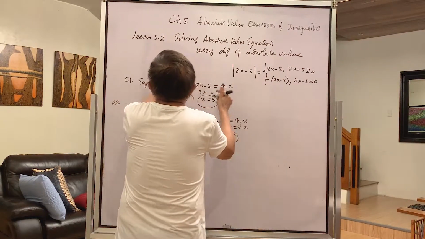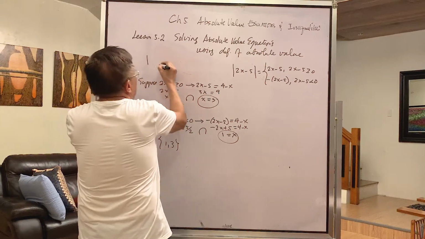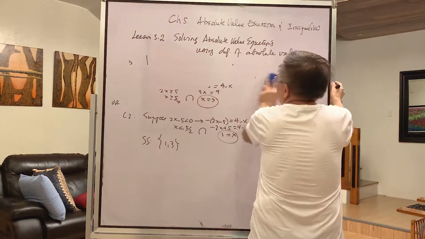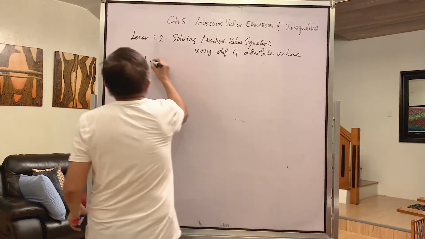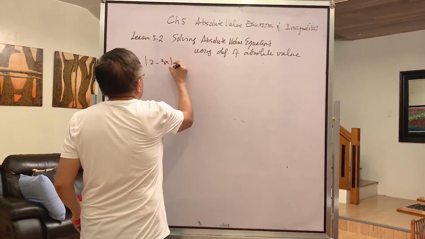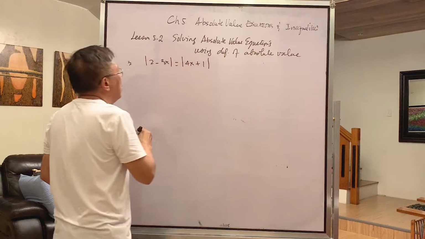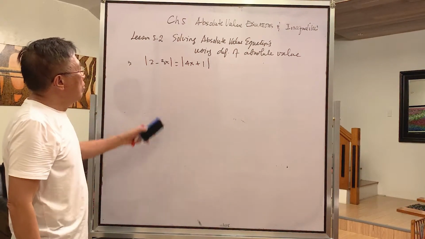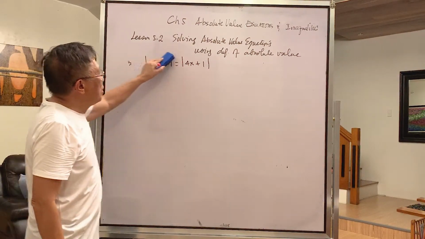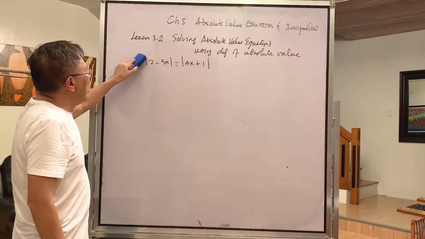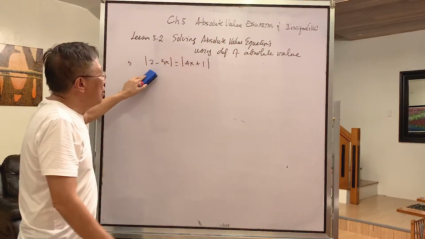Example number 3. Suppose we have the absolute value of 2 minus 3x equals the absolute value of 4x plus 1. Okay. Now, we will use another form of the definition of this absolute value.